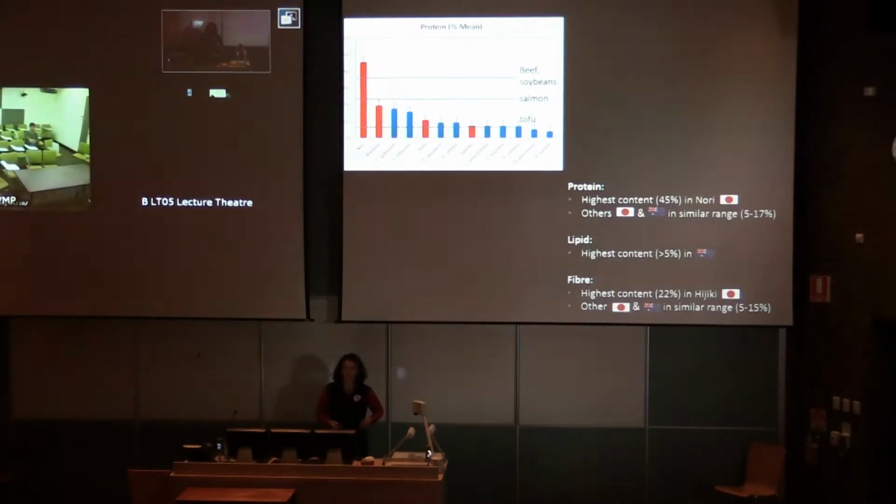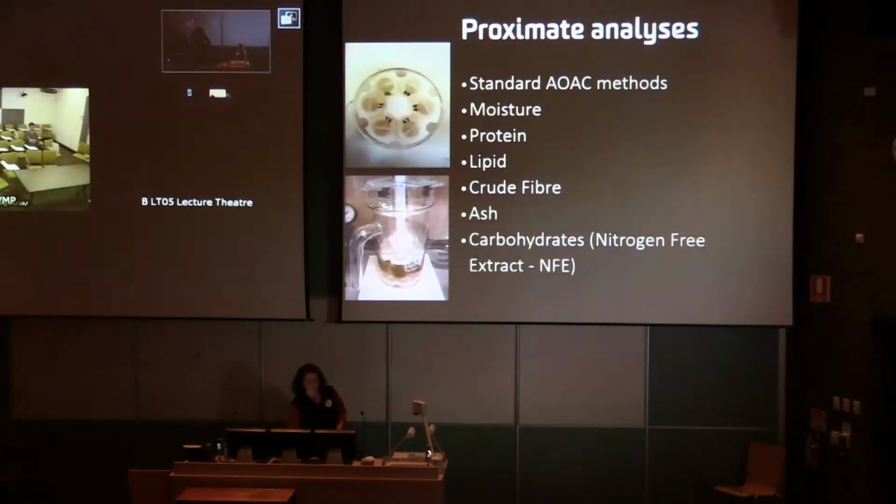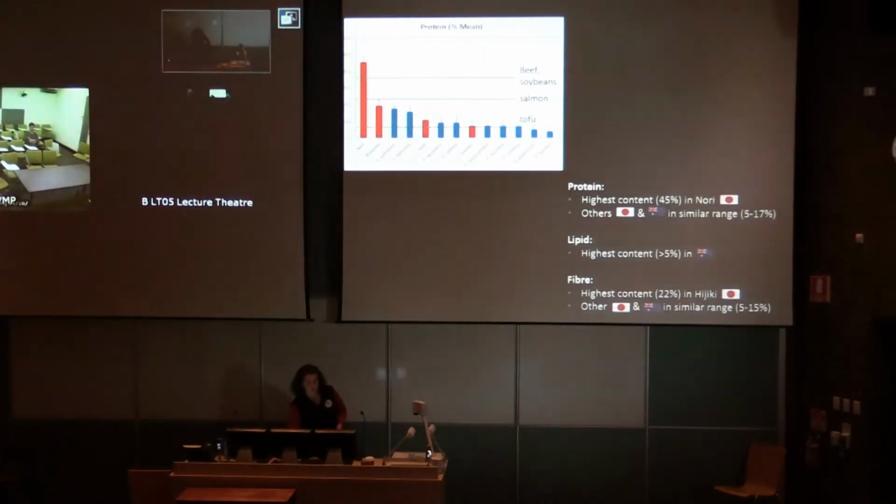Now, if we look firstly at protein, we can see again that quite a lot of our species are having quite high proportions of protein. So this is the percentage protein on the y-axis, and the different species here. We've got the Japanese species in red and the Australian species in blue. And we can see that most of our species have got protein concentrations comparable to that of tofu on a percentage basis. And again, the nori is the standout here.